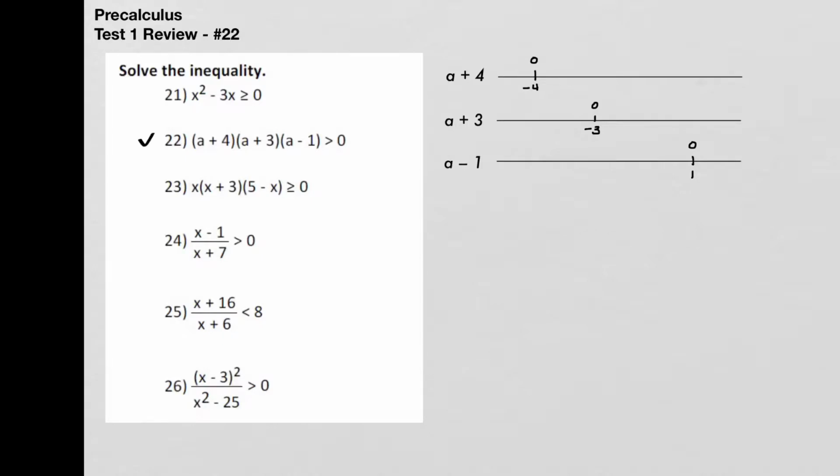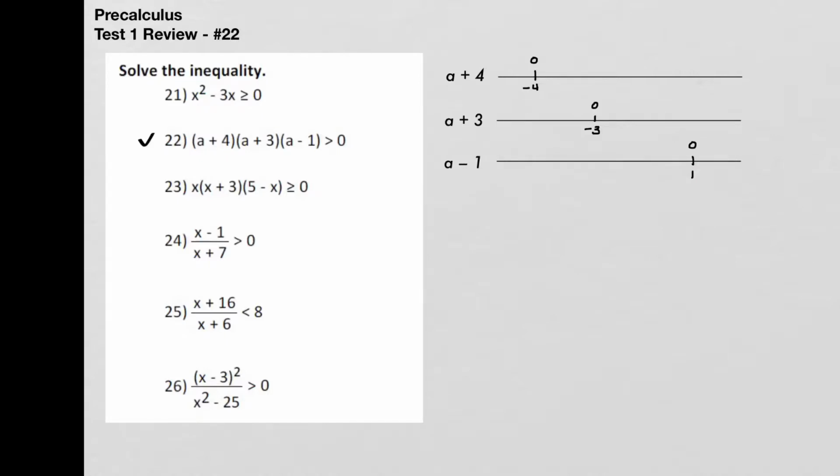Now I've labeled each of these number lines with the values that would make each of these expressions equal to 0. So for example, if a were equal to -4, then a plus 4 would equal 0. So I've got this labeled at -4, then a plus 3 I have labeled at -3, and a minus 1 is labeled at +1. And so I have these three number lines, and I really don't bother filling in all of the numbers in the number line.